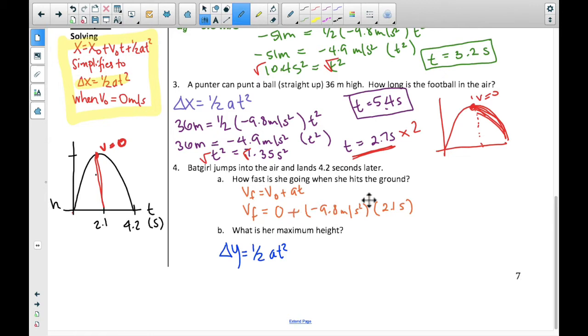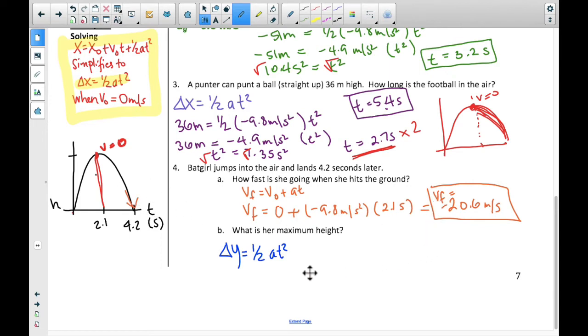Okay, so now we just need to multiply negative 9.8 times 2.1 and see what that comes up with. The seconds and the seconds squared are going to cancel out to give me meters per second. And so when I do that, I get the final velocity is negative 20.6 meters per second. It is negative because there's a negative here. It's also negative because it's on her way down, so that's why it's negative there.